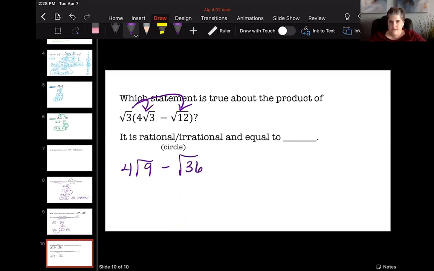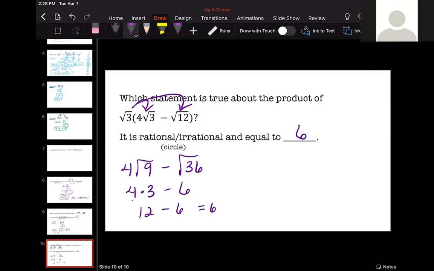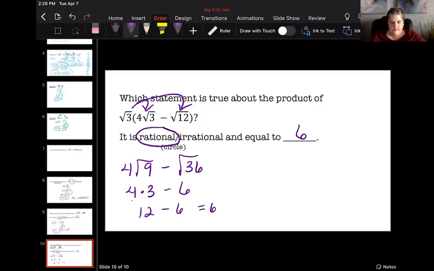And now 9 and 36 we know are perfect squares. So if you take the square root of 9, that would equal 3. So that comes out and multiplies with the 4. And then the square root of 36 is 6. So that just comes out and there's no square root anymore. So 4 times 3 is 12. And 12 minus 6 equals 6. So I put that on the line. And is 6 irrational or rational? Rational. It is rational because it's a whole number. Yay.